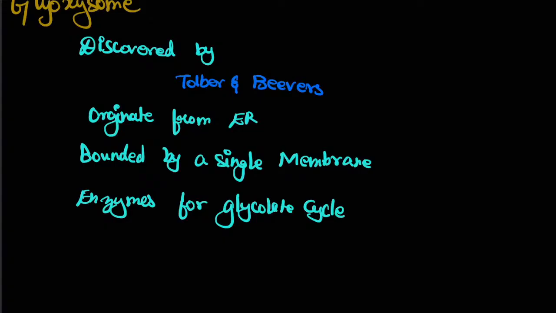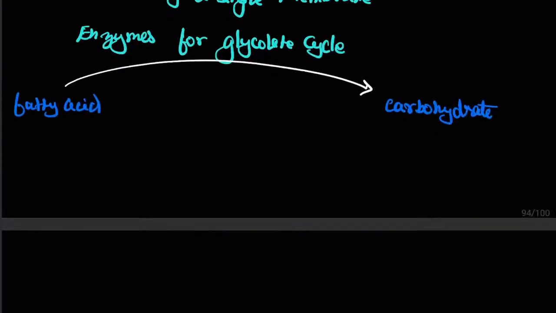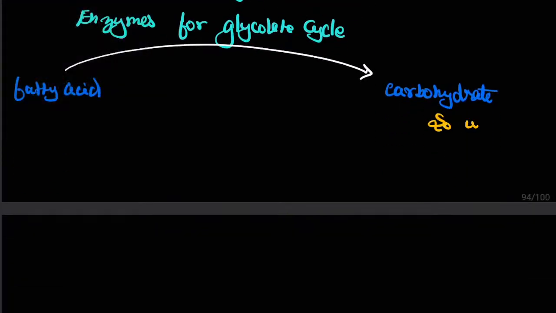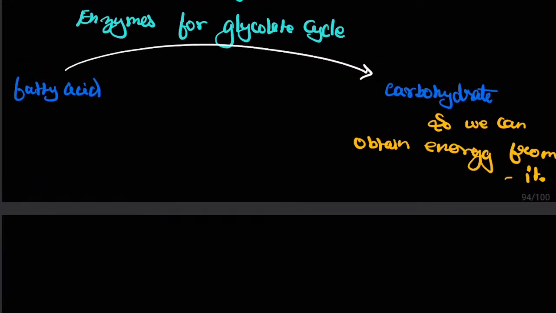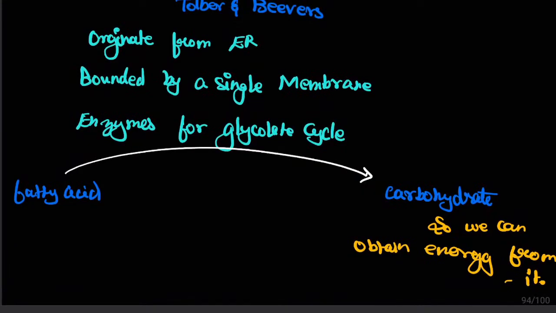So what is the glycolate cycle? As I had already said, it is where your fatty acids, which are a type of lipid, will be converted into carbohydrate, so that we can obtain energy from it. And the name for this process is gluconeogenesis.